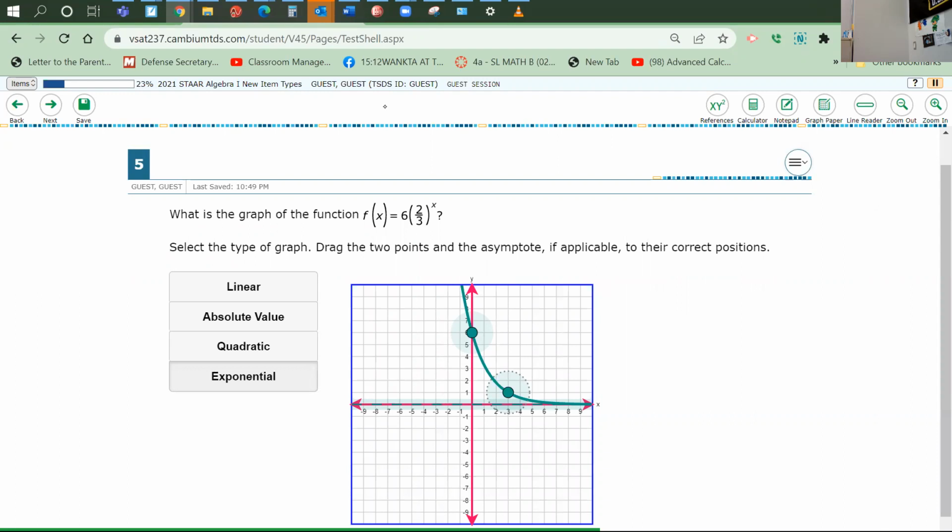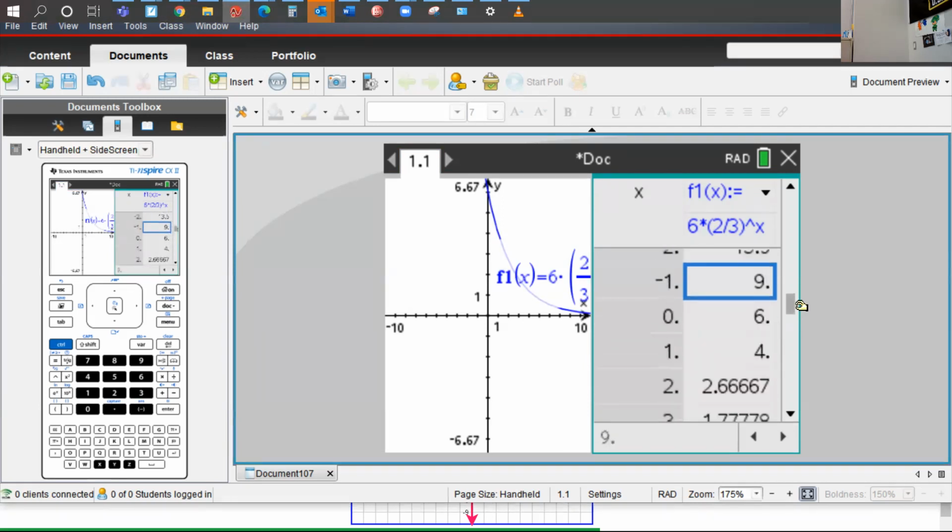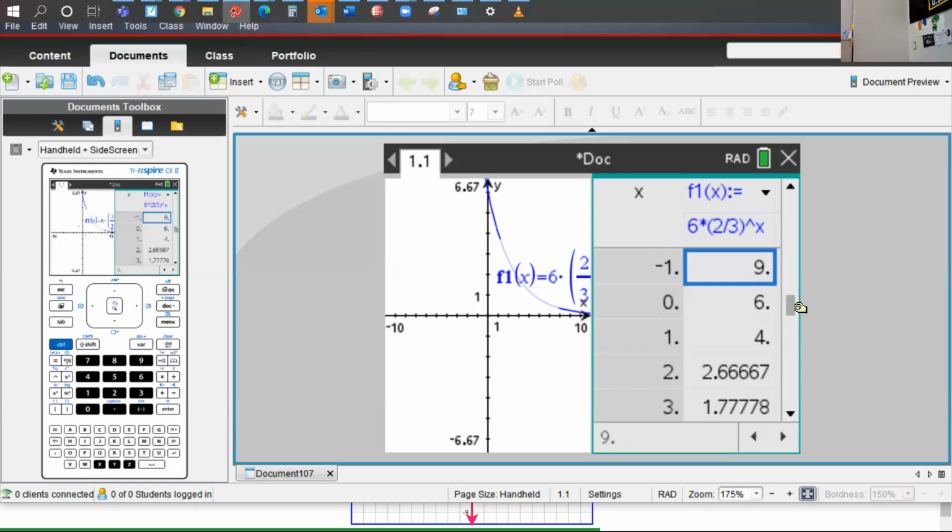So when x is 4, it is roughly 1.1, right there. All right. Are there any other better points I can use? Let's scroll up. Oh, look at this one. When x is 1, y is 4. All right, maybe that's a good one to use.